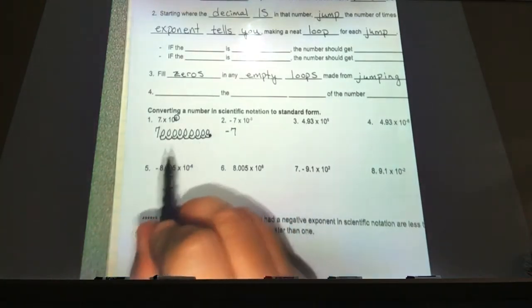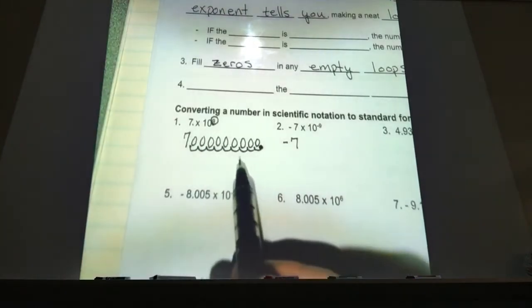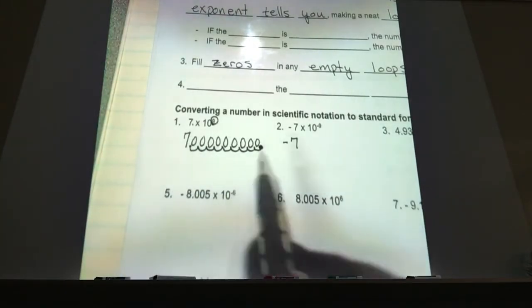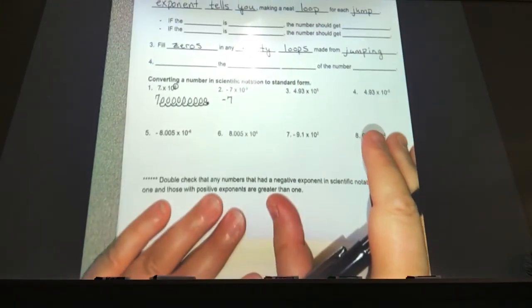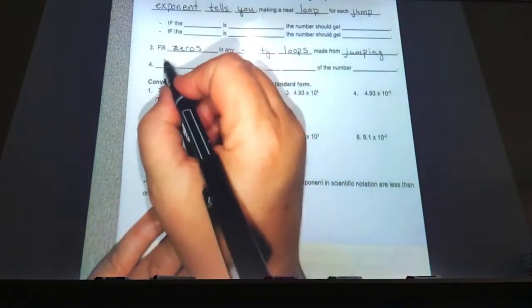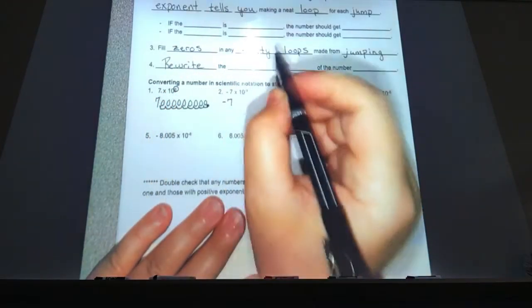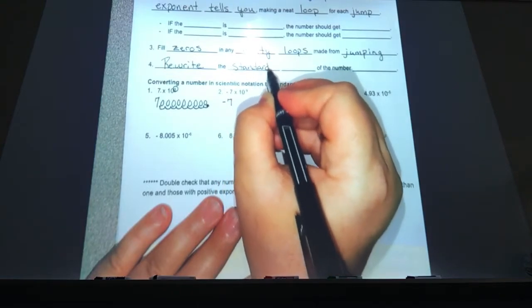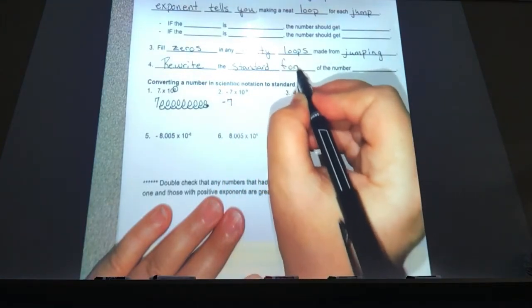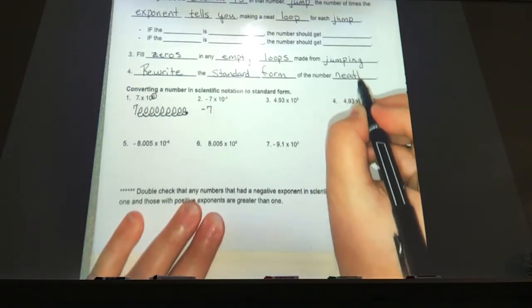Now, do you think that that looks like a nice, neat answer that I can tell what in the world you mean? No. So, after you do it, when you are going from scientific notation to standard form, you have to rewrite the standard form of the number neatly.